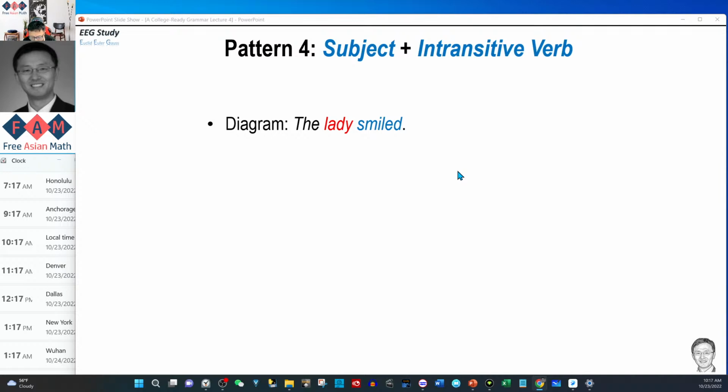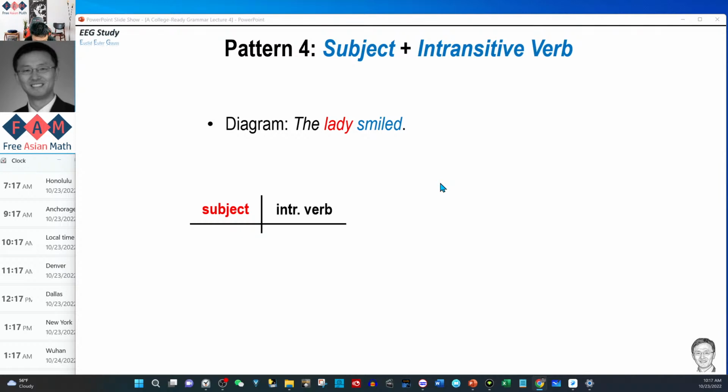So, how do we diagram this sentence? It's so simple, it must be easy to diagram. And that is actually correct. Remember, when we say what a sentence is about, we use this kind of diagram to illustrate what the sentence is about. We have subject, we have verb. And this is exactly the case.